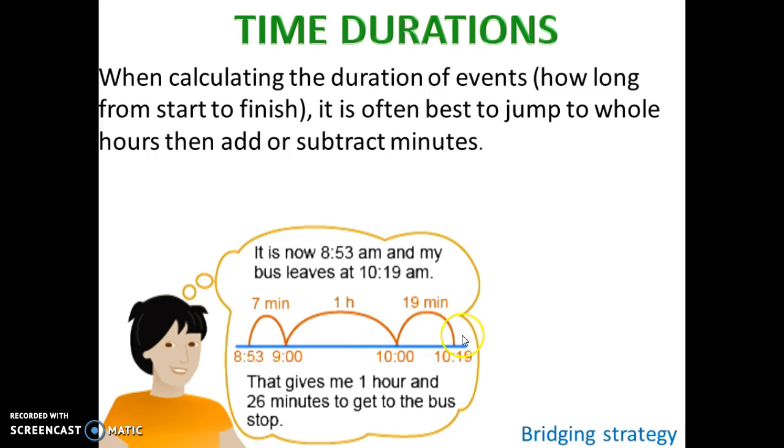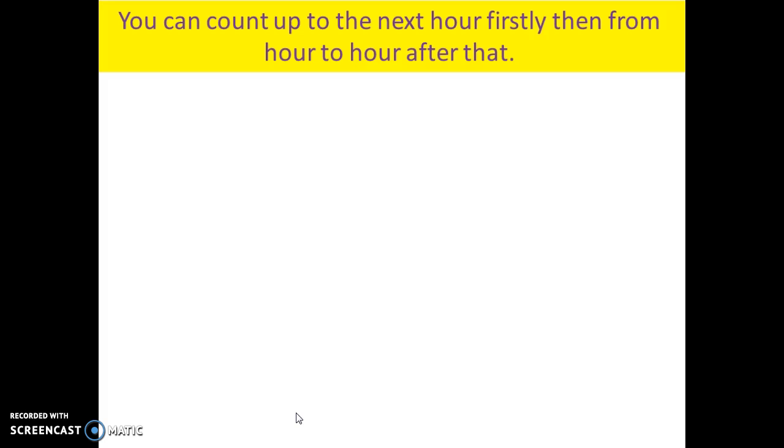So to work out how long the duration of the bus trip was, that's 7 minutes plus that 19 minutes, which is our 26 minutes. So I've got 1 hour and 26 minutes between start and finish of that journey. So you count up to the next hour, and then from hour to hour after that.